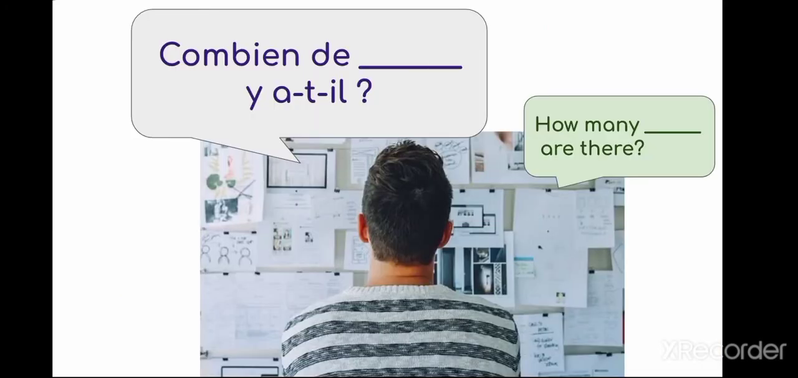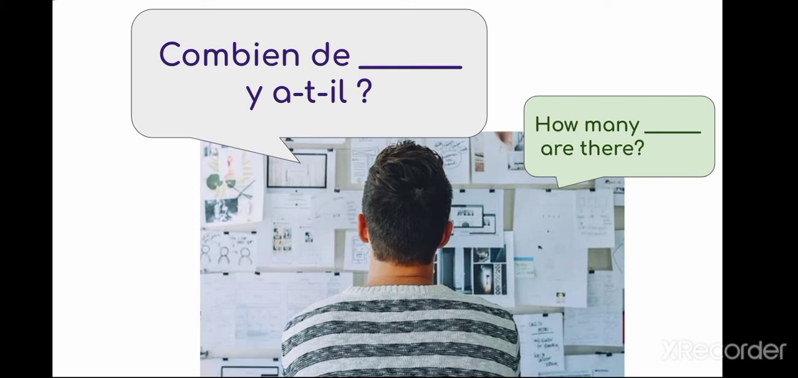Now, when we include objects in the question, as in how many of a certain object are there, we have to add the word de. D-E, de. So the question would become Combien de, insert object here, y a-t-il? How many of those objects are there?